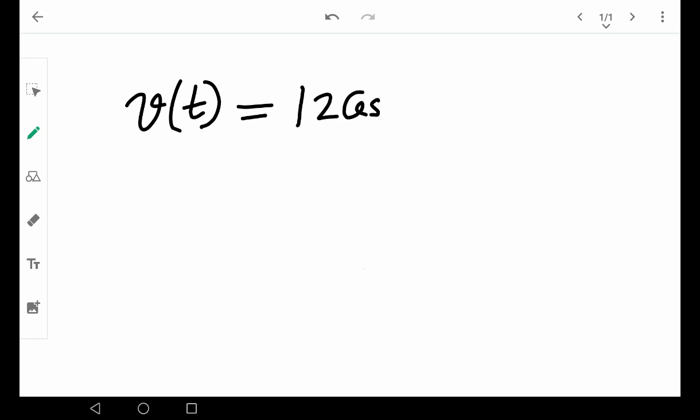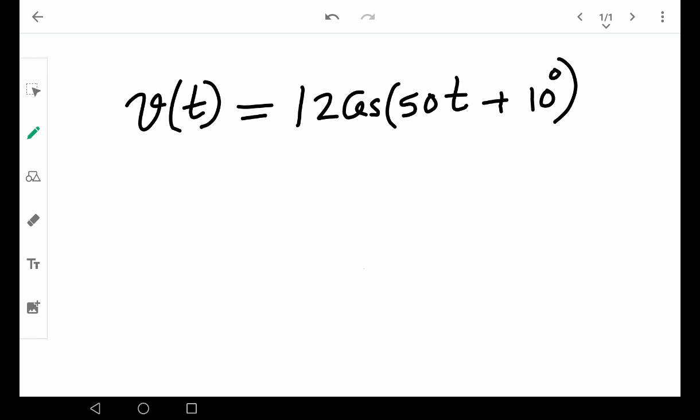Now we will do an example. For example, we have a voltage equation given like this: V of t equal to 12 cosine (50 t plus 10 degree). It's not radians, it is degree. Okay.